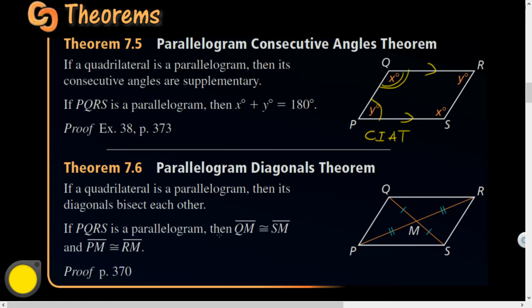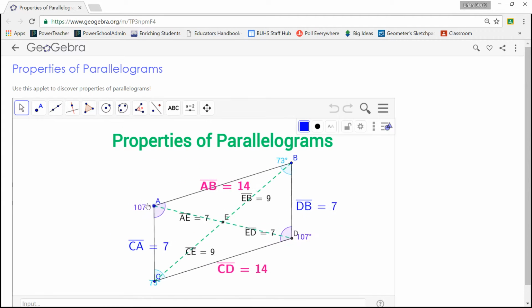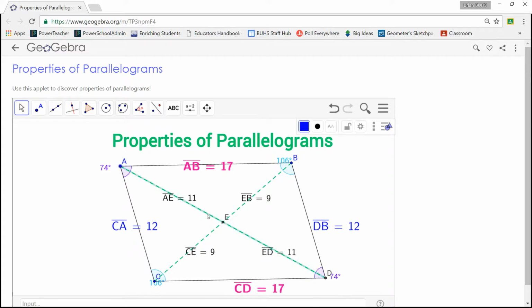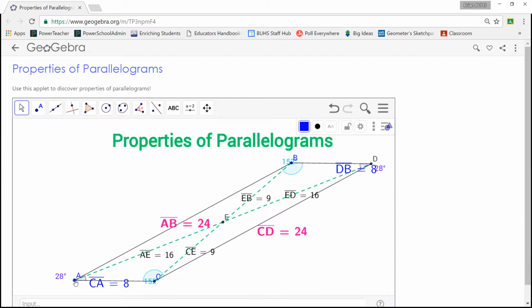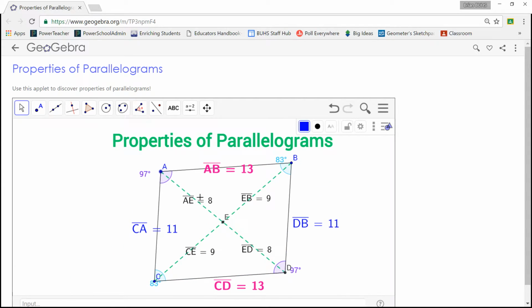But here, I was pulling this up. Here's a Geogebra sketch that's just got kind of like all the properties of the parallelograms happening. Look at this. Oh, lovely, lovely. You see the diagonals are bisecting each other. Opposite sides are congruent. Opposite angles are congruent. And we even have that the consecutive angles, all right, 30 plus 150, are supplementary. So look at that. Lovely sketch.